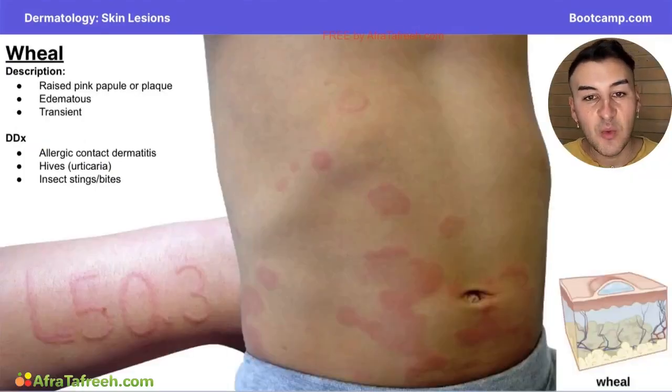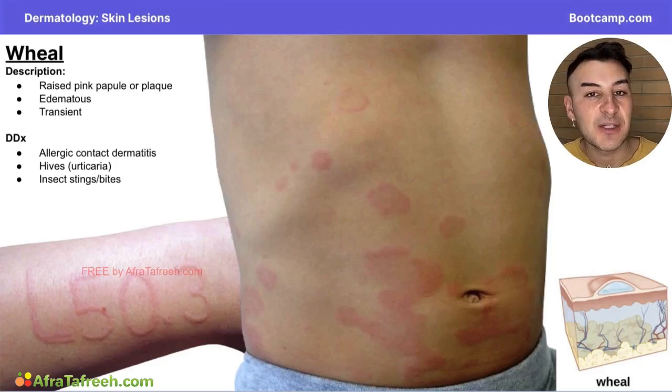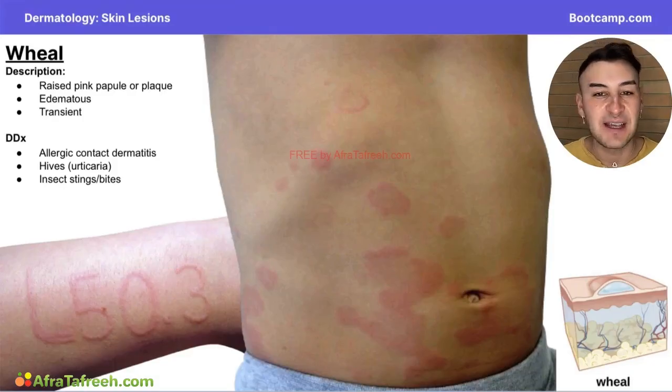So let's talk about wheals, which are going to be raised papules or plaques, but these are characterized by significant edema and their pink color. These lesions are going to be more transient than the lesions we talked about previously. Wheals are around for the order of minutes to hours, whereas papules and plaques are around for days to weeks.